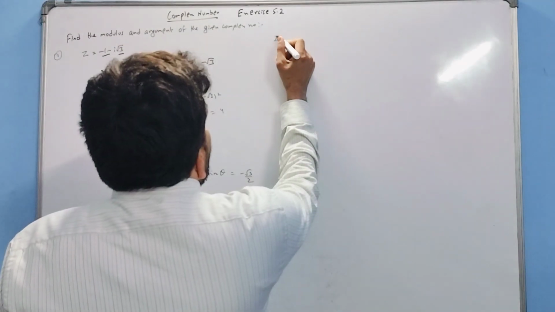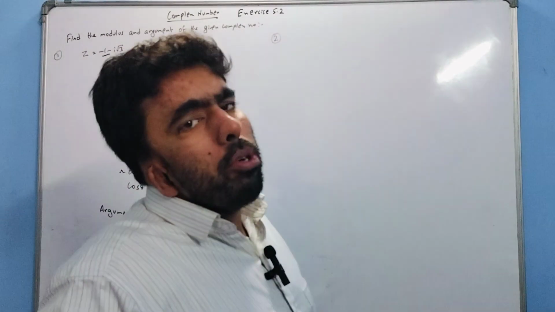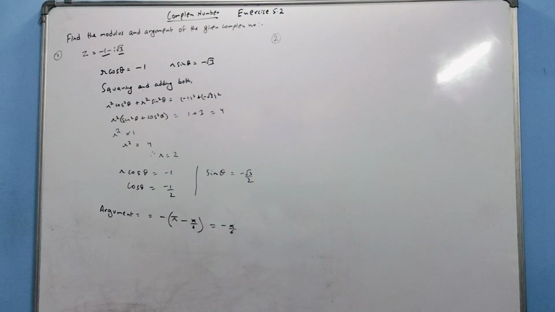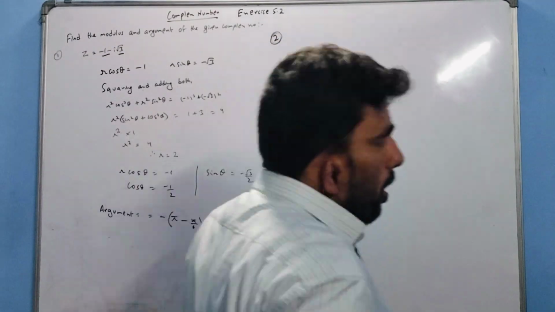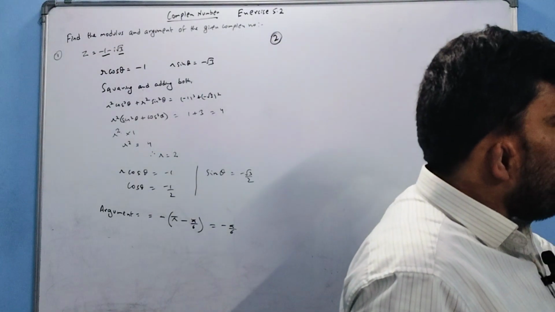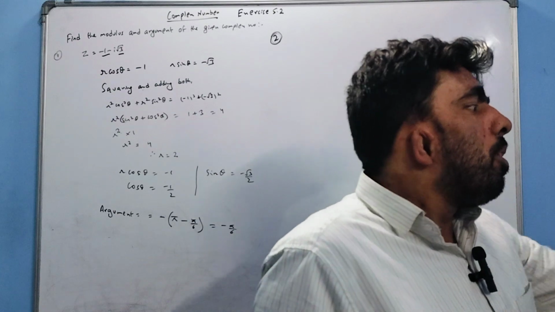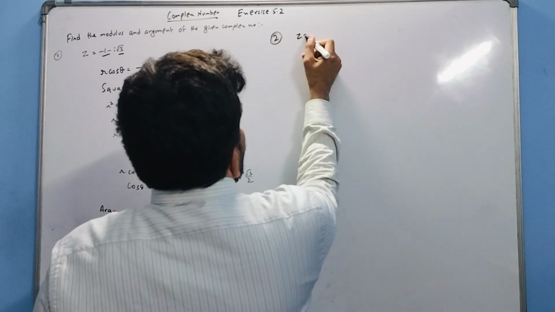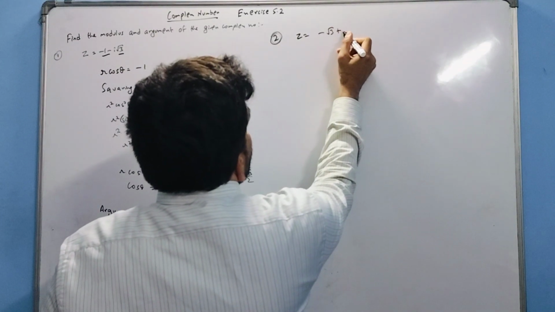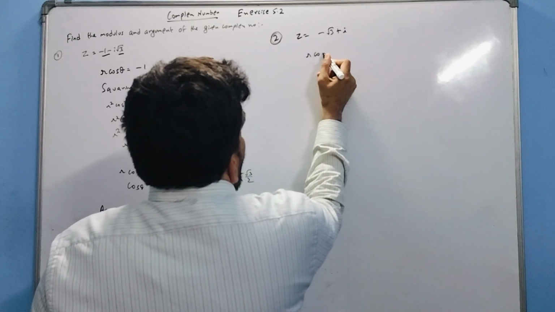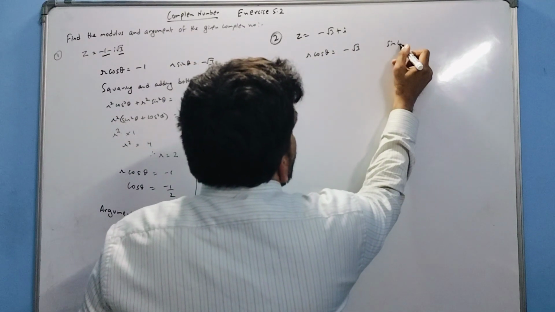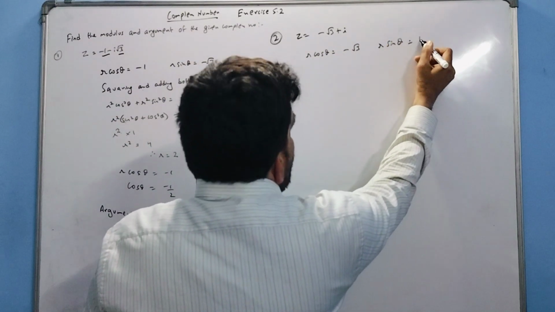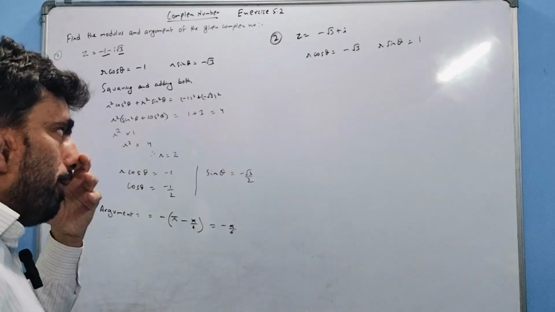Now let us move on to the second question. Let us see what the second question says. The complex number is minus root 3 plus i. So we have r cos theta is equal to minus root 3 and r sin theta is equal to 1. So they have given this.